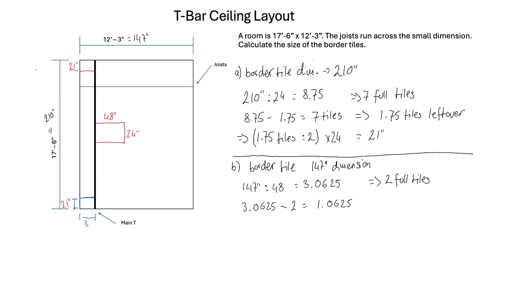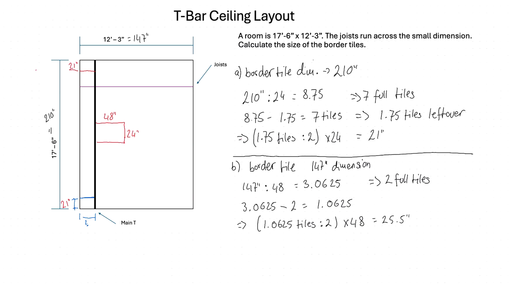So from here, 1.0625 leftover tiles divided by 2 because we're going to have a border tile on each side. And because the tiles themselves are 48 inches long, we need to multiply by 48 again, because 1.0625 divided by 2 gets us 0.53 and change of a tile. And then we need to multiply it by 48 to find out how many inches that actually is.